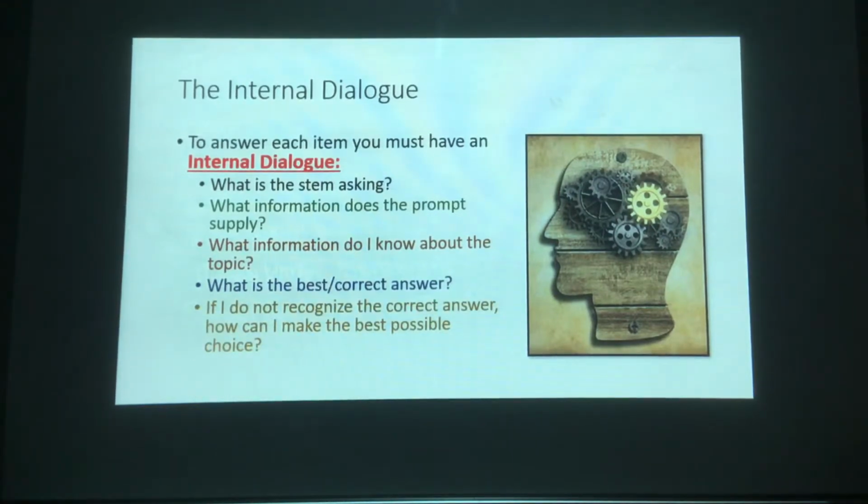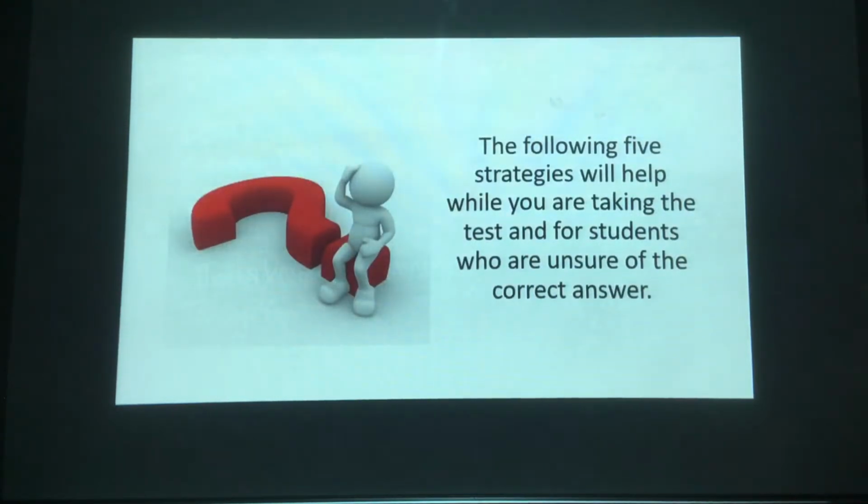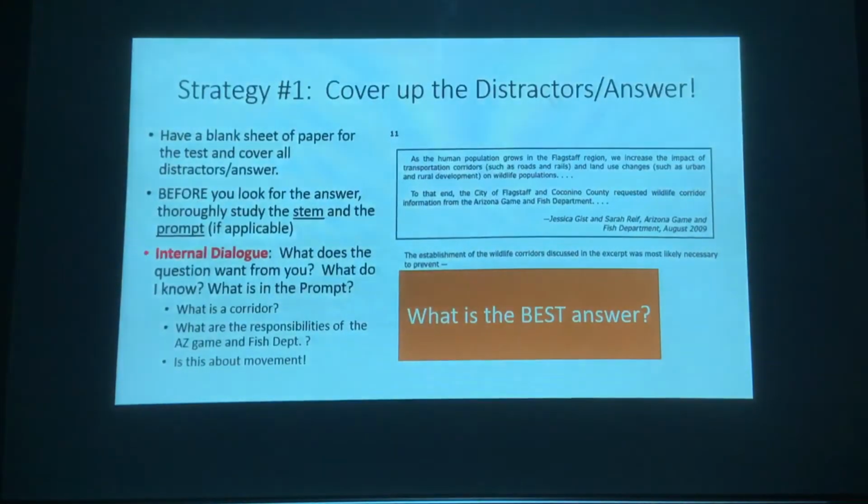And if you don't recognize the correct answer, how can you make the best choice possible? So we're going to look at 5 strategies that will help you for taking a test when you're unsure of the correct answer. So, strategy number 1, cover up the distractor answers, or cover up all the answers.